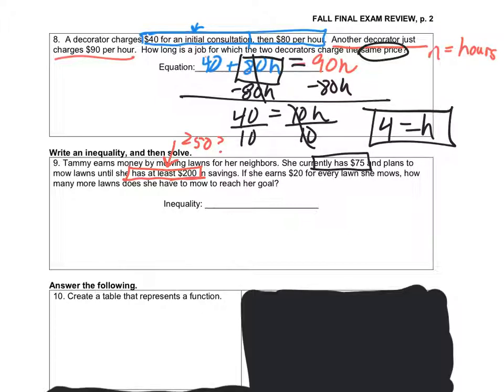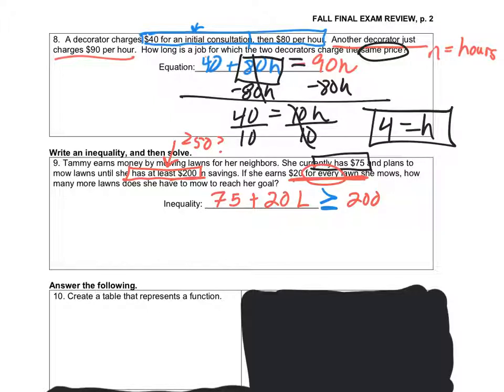She earns $20 for every lawn she mows. So she started with $75. Every lawn she mows, the words "for every" give me the hint that it's a rate. She started with $75. She gets $20 for every lawn, and she needs it to be at least $200. She's okay if she earns more than $200. So that means the amount of money she earns is greater than or equal to $200.